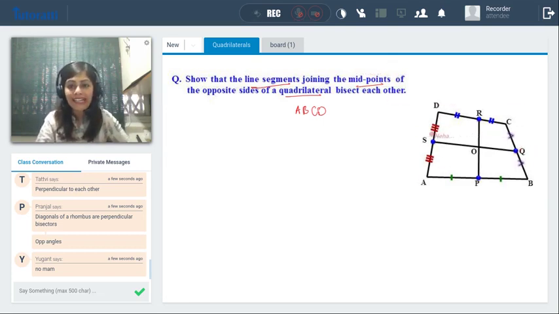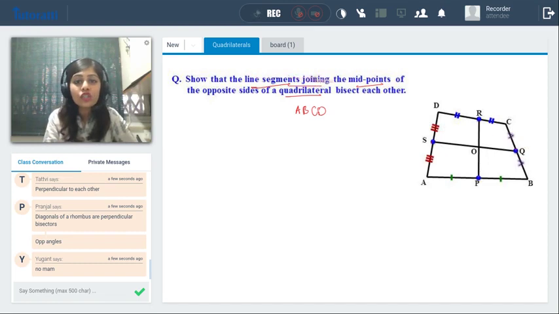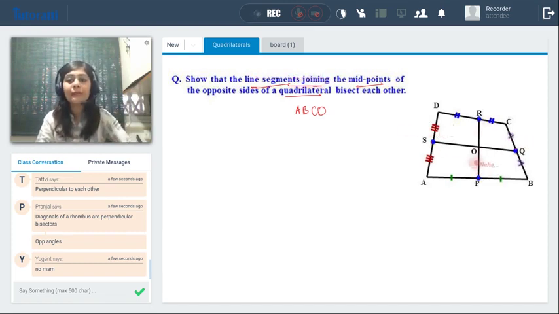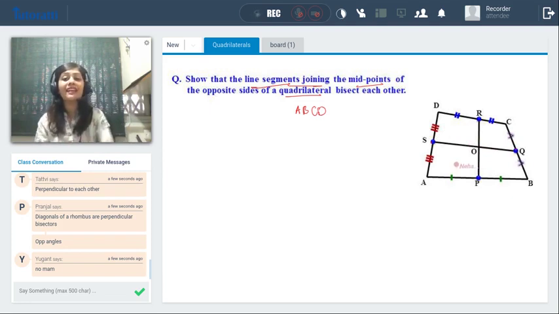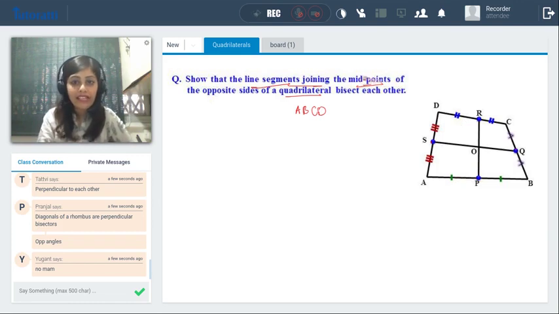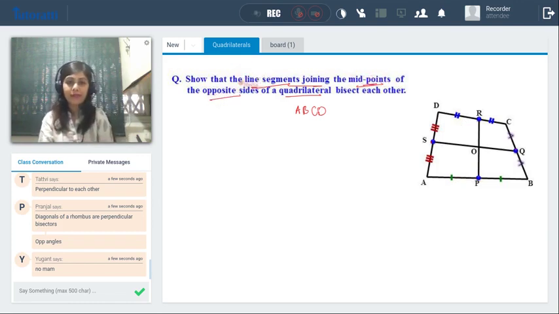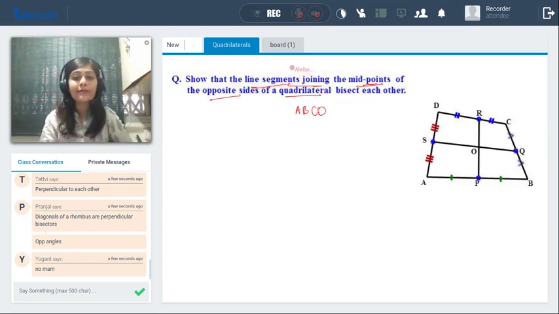We have taken midpoints S and Q as midpoints of AD and BC, and there is a line segment joining the midpoints. So we have joined S to Q and similarly P to R. This is how you understand how to draw the diagram if it's not given to you. We have a quadrilateral, then we have taken midpoints of opposite sides and we have joined them with a line segment. So what do we need to prove? We need to prove that the line segments, when they are joined, bisect each other.